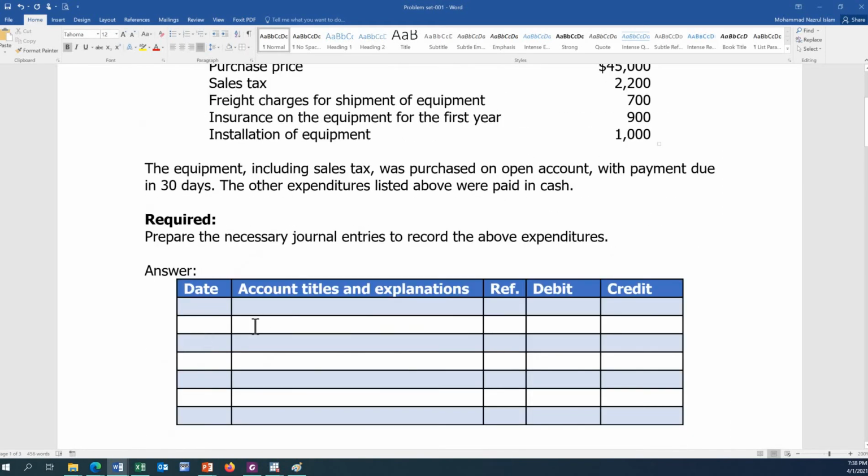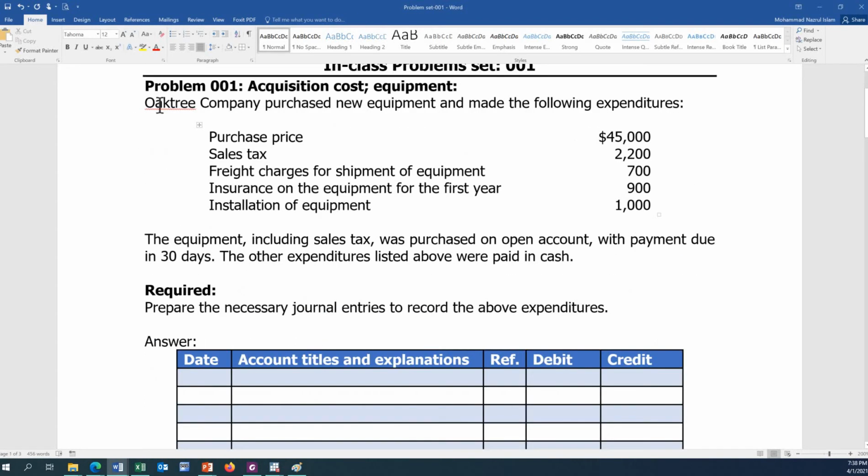I have already created the templates for the solution. So the Oak Tree Company purchased new equipment and made the following expenditures: the purchase price, sales tax, freight charges for shipment of equipment, insurance on the equipment for the first year, and installation of equipment. The equipment was purchased on open account with payment due in 30 days. The other expenditures listed above were paid in cash.